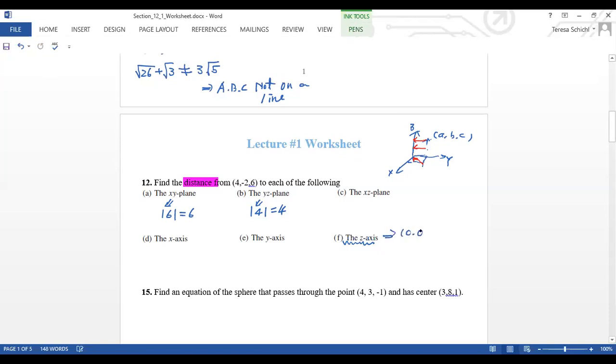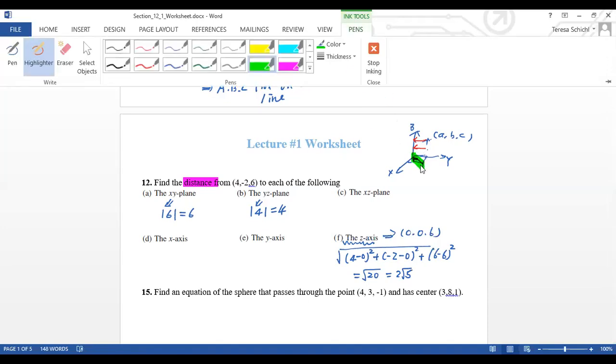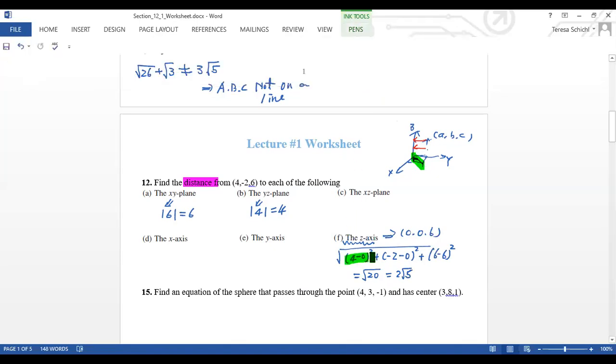project to 0, 0, 6 here. And so the distance will be 4 minus 0 to the square plus negative 2 minus 0 to the square plus 6 minus 6 to the square. So the distance here will be the square root of 20, or 2 square roots of 5. So if you can see here, you are looking for this diagonal. The diagonal here will be the distance, because the distance ABC here is the same as this diagonal. That's what this formula is, the diagonal here. That's why the last one becomes zero.